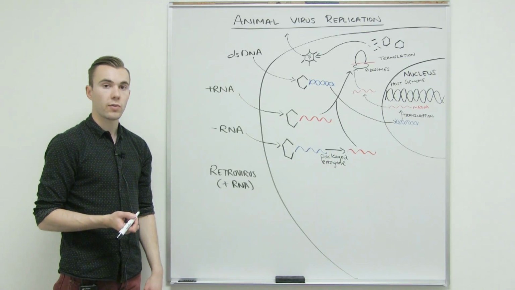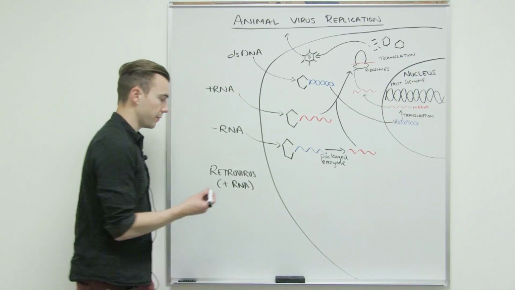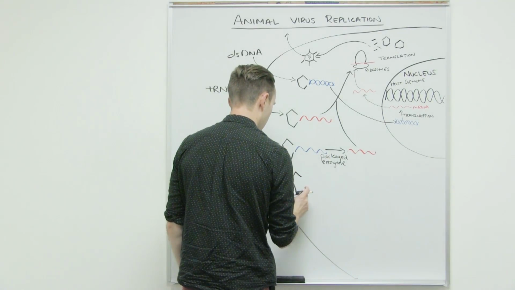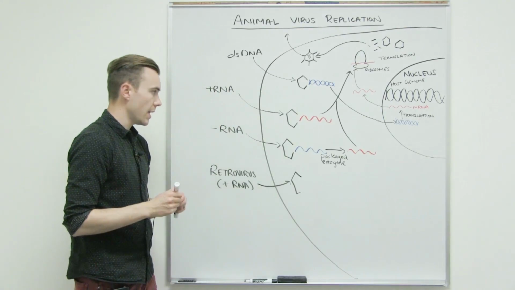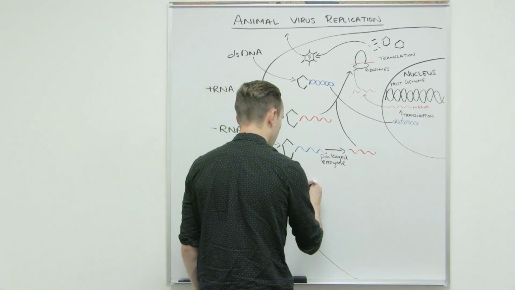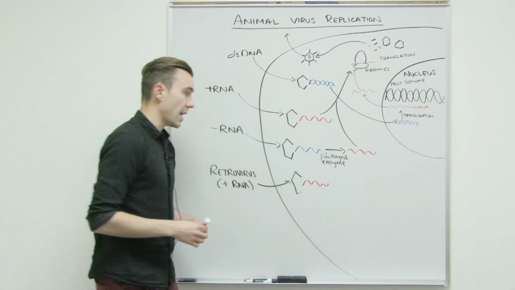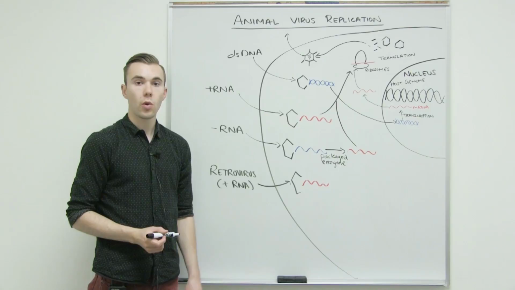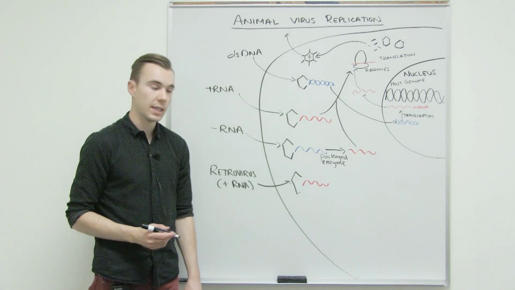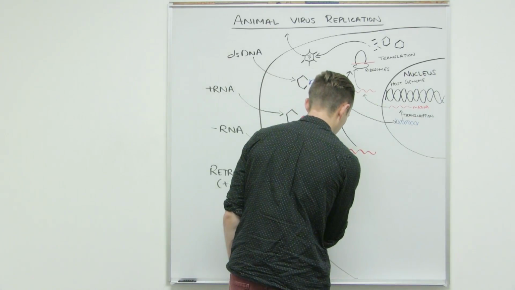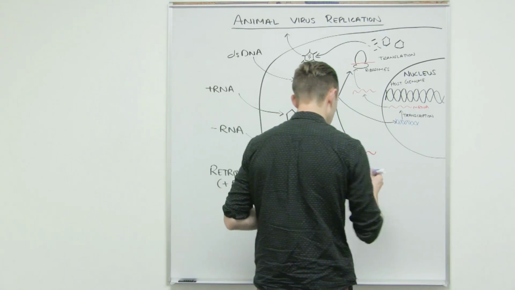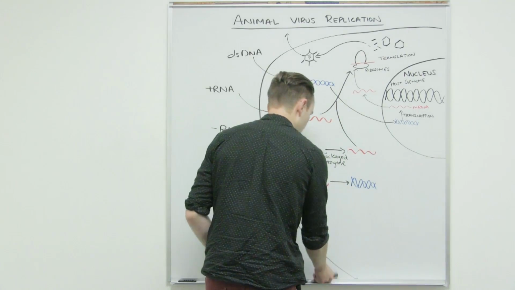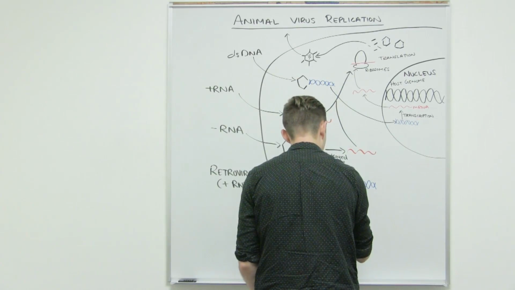The last one is the retrovirus, which is very interesting. The reason being is because although it's going to have a positive or sense RNA, it actually does not go to the ribosome for translation. Rather, it actually turns itself into DNA. And it does this through a special enzyme. The enzyme is called reverse transcriptase.